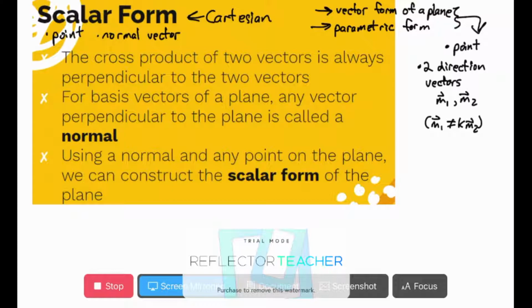So what do we have to say here about the scalar form of our planar equation? Well, we know that the cross product of 2 vectors is always perpendicular to the 2 vectors. For the basis vectors of a plane, any vector perpendicular to the plane is called a normal. And remember, we have our notation for that. We use n for normal, and it's a vector, so it needs its little hat or arrow. And using a normal and any point on the plane, we can construct the scalar form of the plane. So let's go ahead and see what that's going to look like.